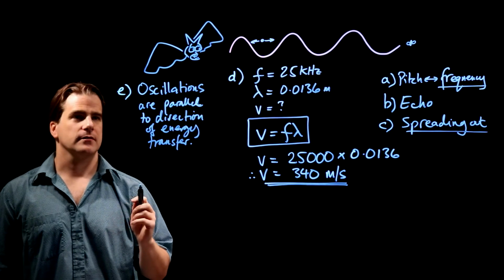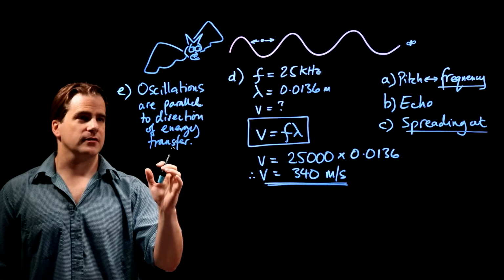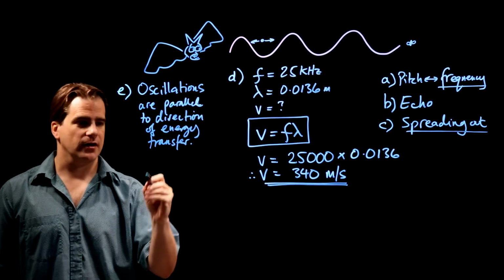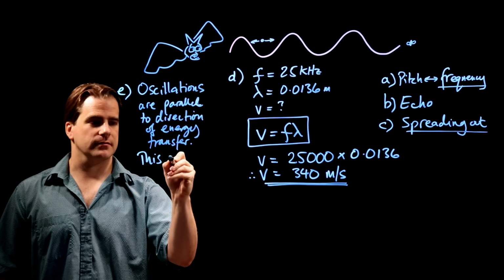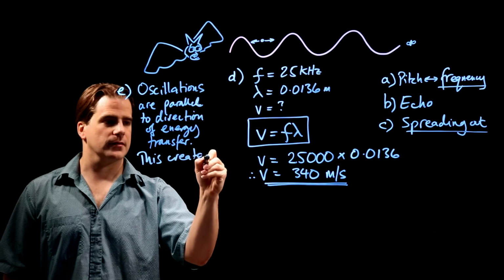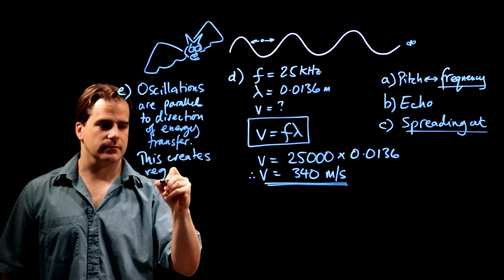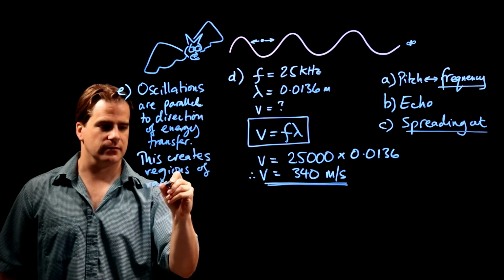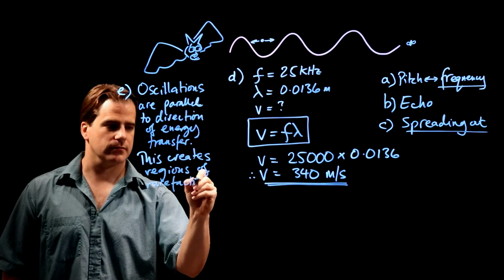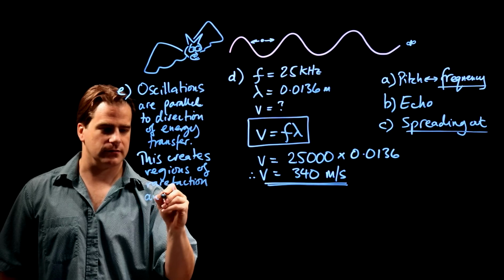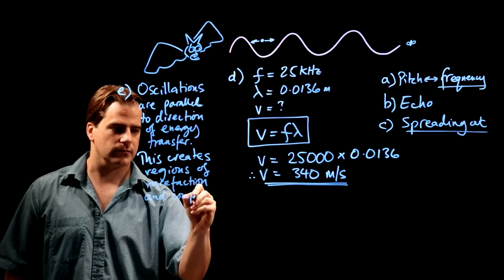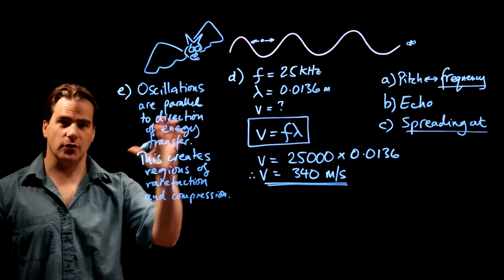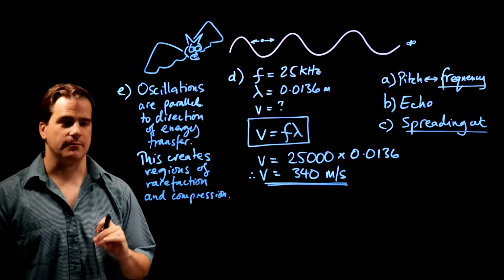So, longitudinal waves are waves in which the oscillations are parallel to the direction of energy transfer, and this creates regions of rarefaction and compression. Okay, just remember that. Boom, 2 marks, full marks in your exam.